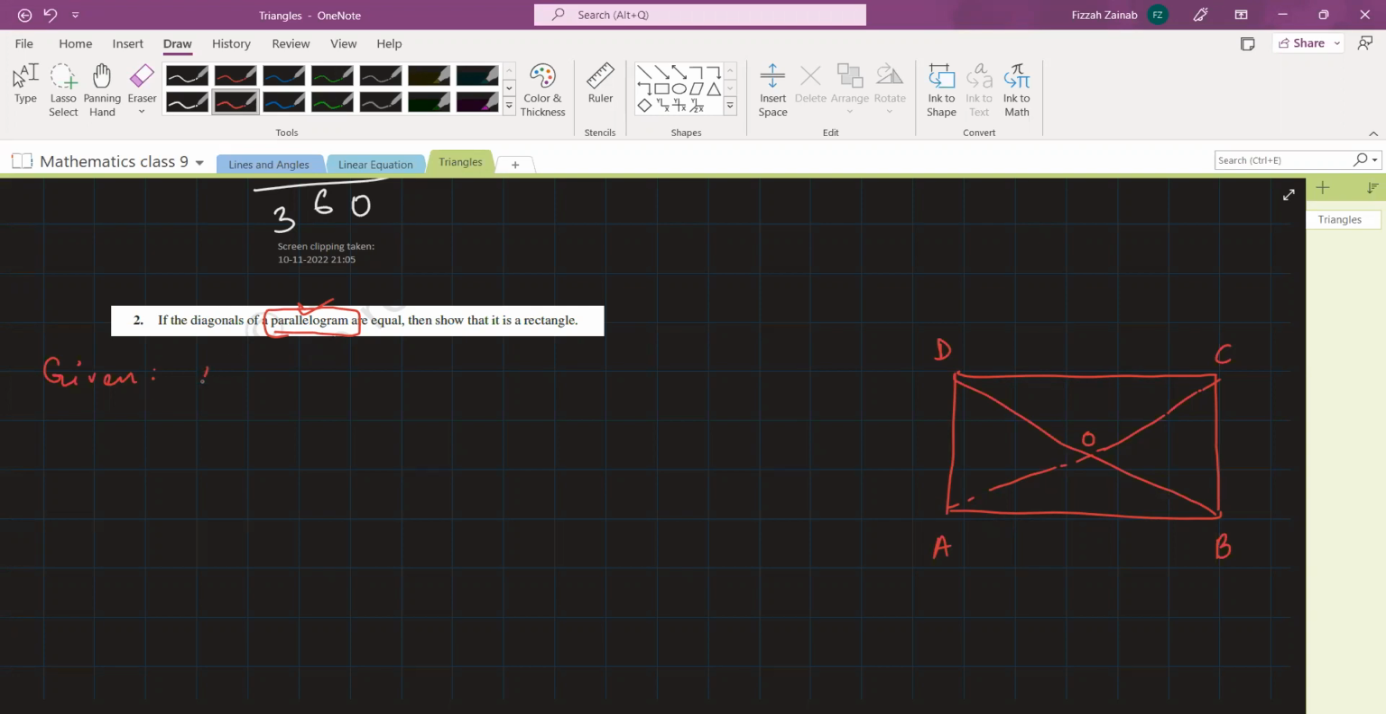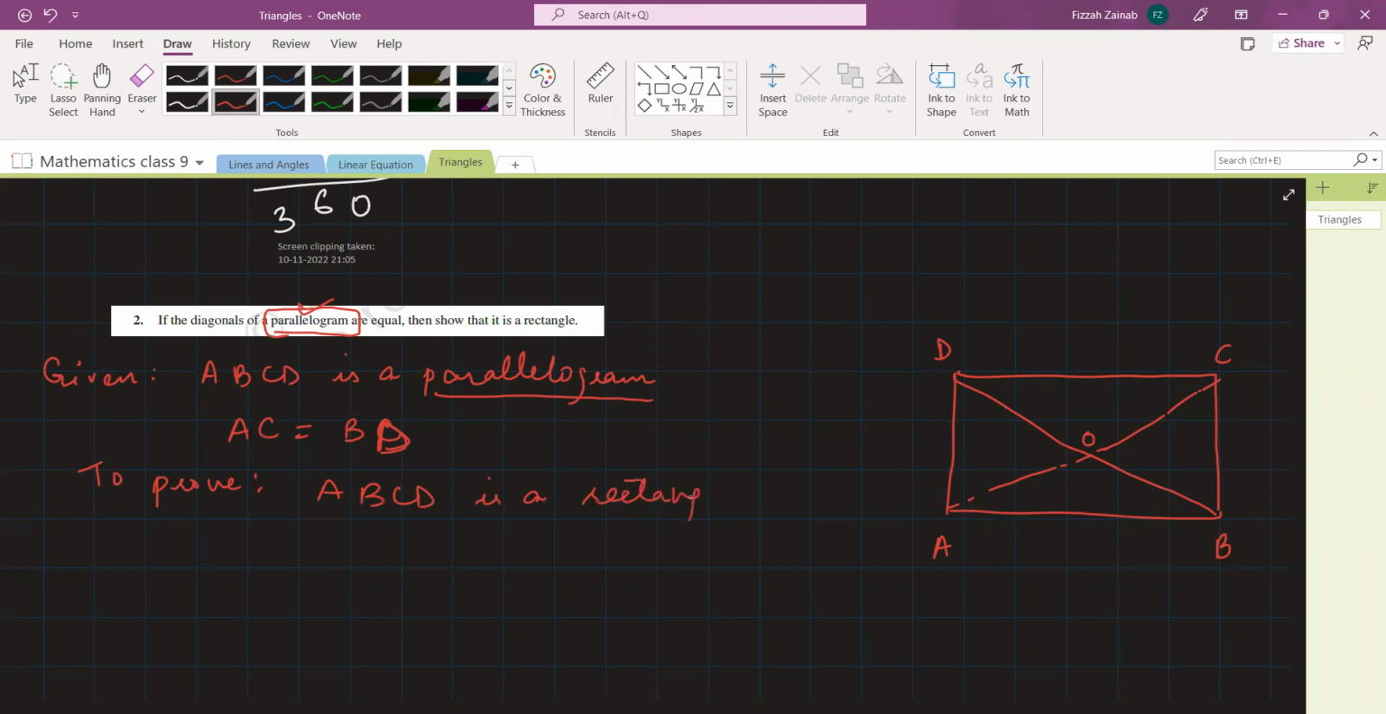Clear? So ABCD is a parallelogram. This is an important thing which is given. So we can use all the properties, all the theorems of parallelogram. Okay, and the diagonals are equal. So AC is equal to BD. This is also given. Now to prove that it is a rectangle. So ABCD is a rectangle.